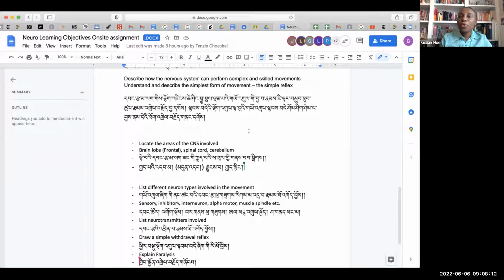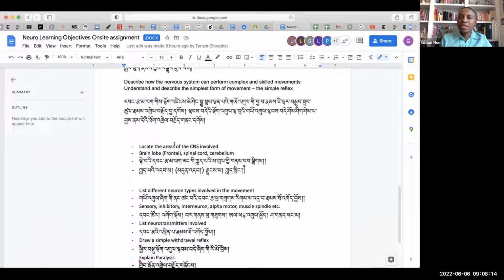So for movement, I would expect the students to be able to describe what area of the brain is involved. In this case, the frontal lobe has a motor strip, and so it's important for students to be able to locate this.